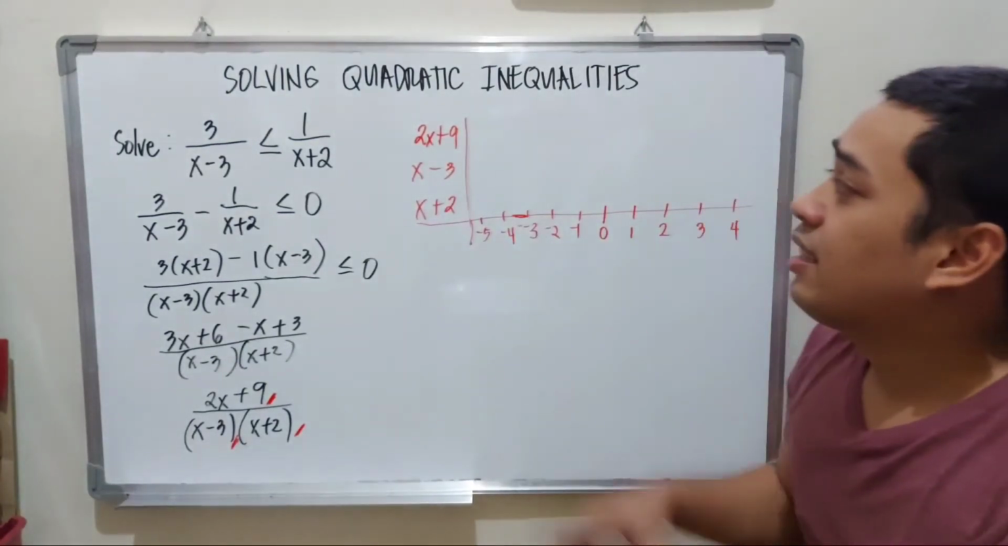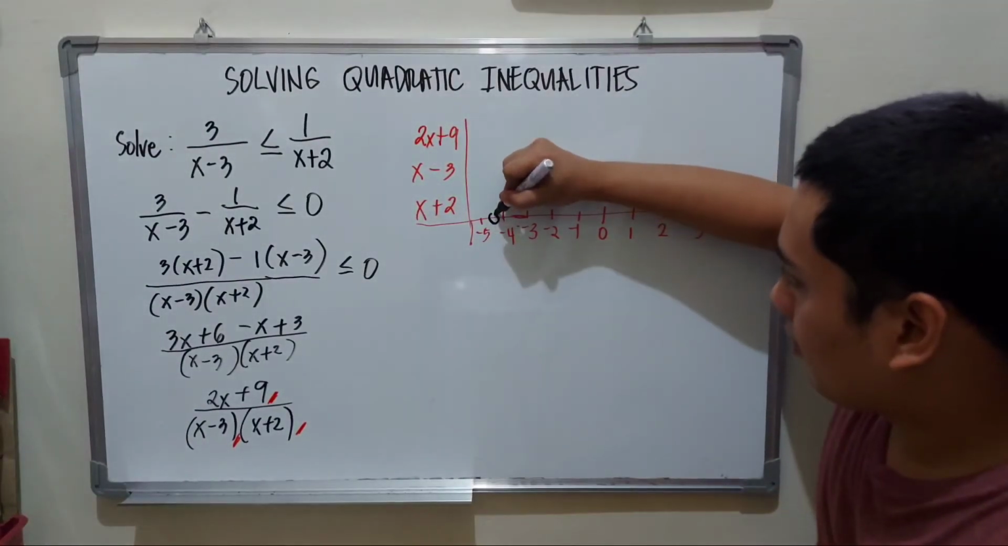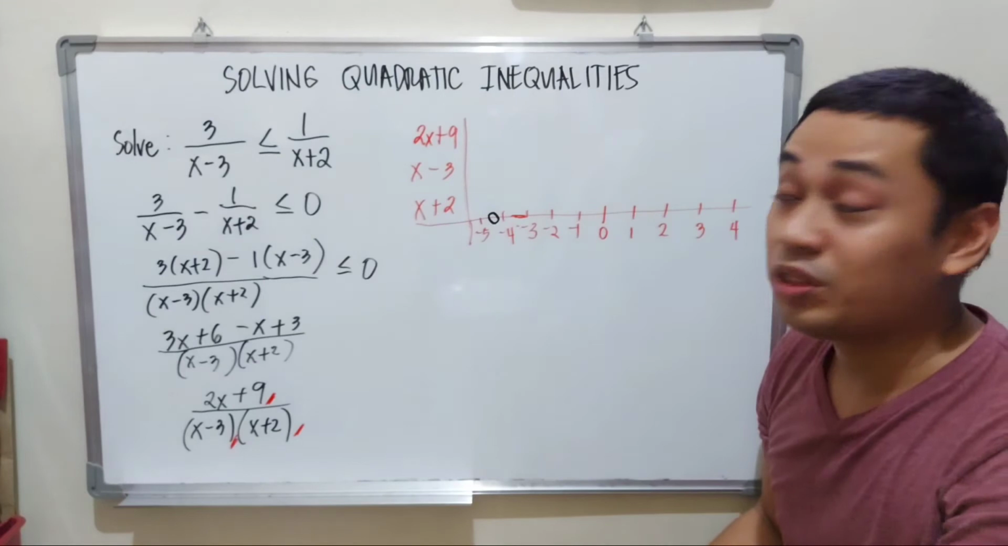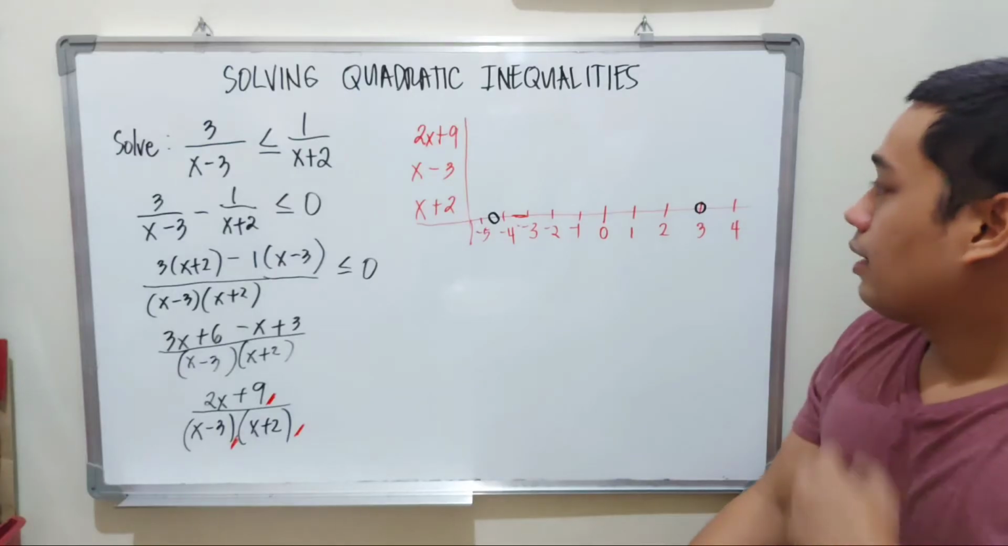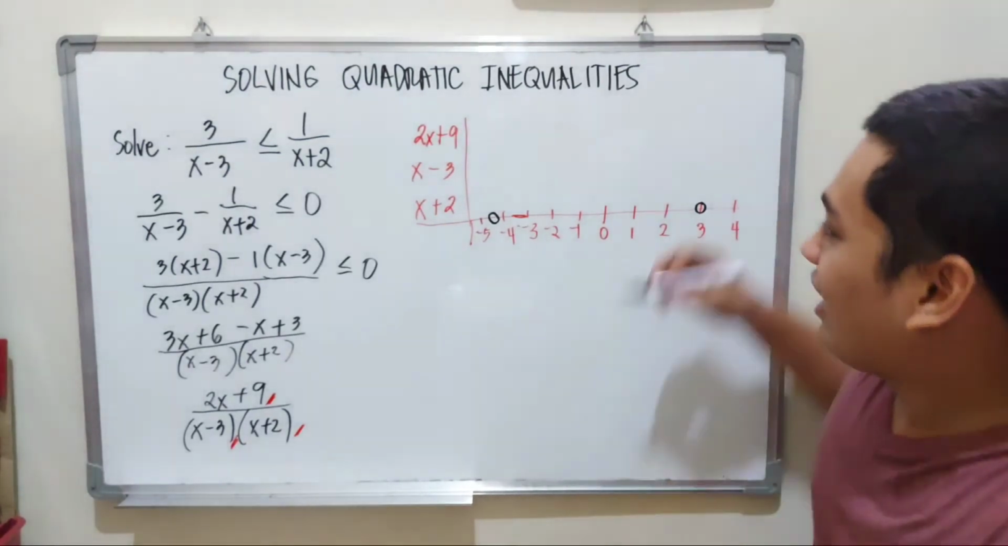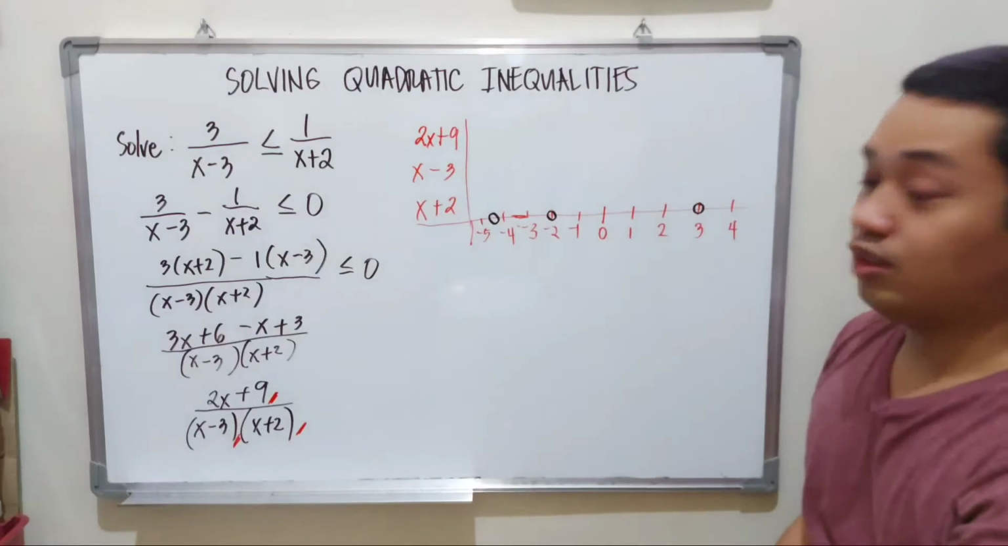So, sabi, si 2x plus 9 daw ay 4.5. Negative 4.5 ang zero niya. Si x minus 3 ay positive 3 ang zero. At si x plus 2 ay negative 2 naman yung zero niya. So, we will have 3 values of 0.